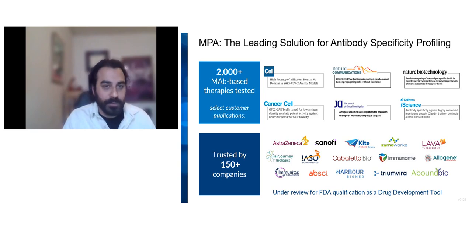And we are proud to be trusted by over 150 companies since we began the MPA, who have been incorporating the MPA's data into their drug development programs and their publications. Together, we've screened over 2,000 molecules, with more coming in every day.